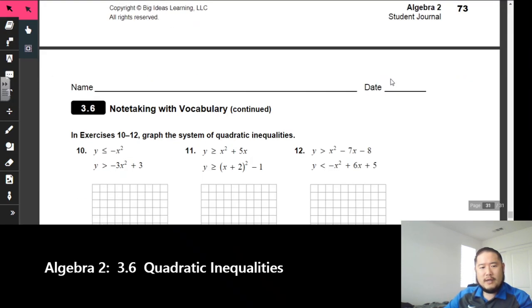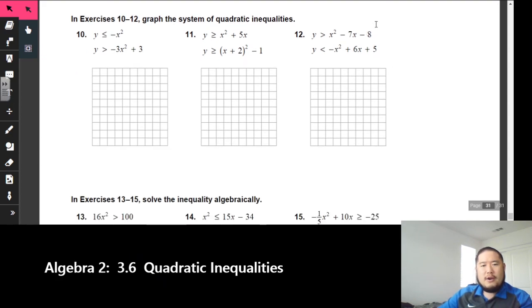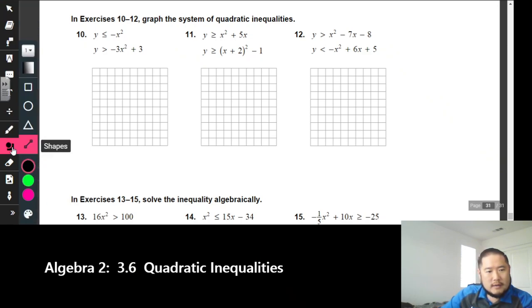All right, let's go ahead and move on to number 10. Now you're going to see times where you might have to graph 2 quadratic inequalities. So let's do that right here with number 10. Okay. Let me go ahead and draw some lines here. All right, so y is less than or equal to negative x squared.